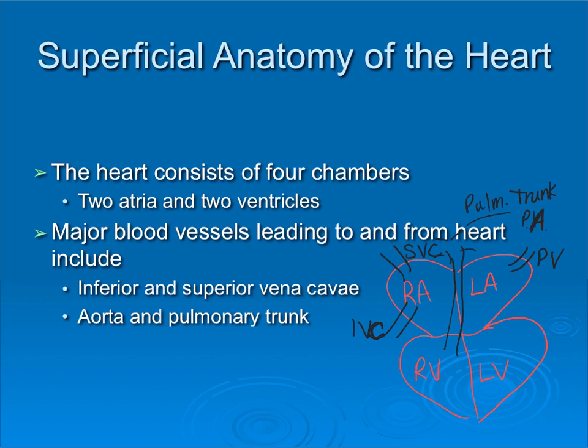From the left ventricle, we're going to carry blood to the rest of the body. That's what's going to be our aorta. Okay, so the pulmonary trunk leaves the right ventricle and is going to carry deoxygenated blood. The aorta leaves the left ventricle and carries oxygenated blood. Both of the vena cavae contain deoxygenated blood that enters the right atrium.